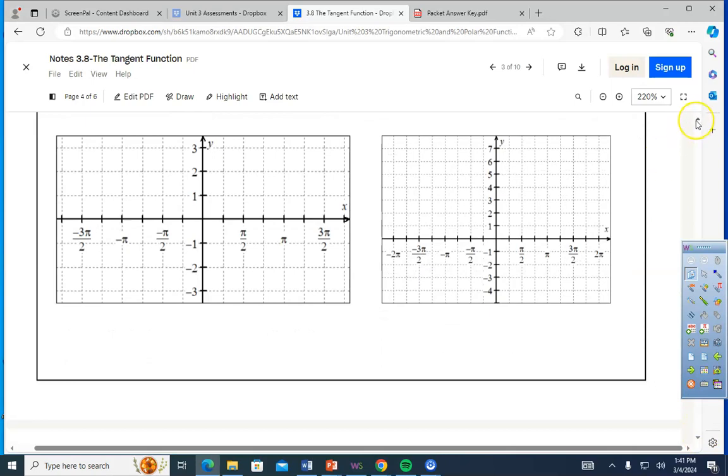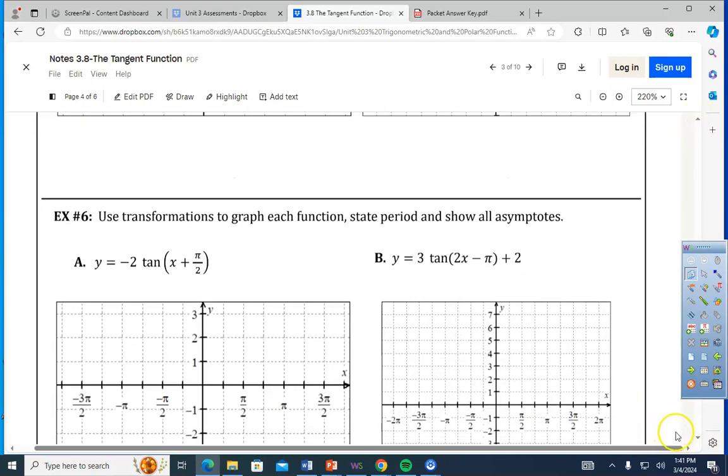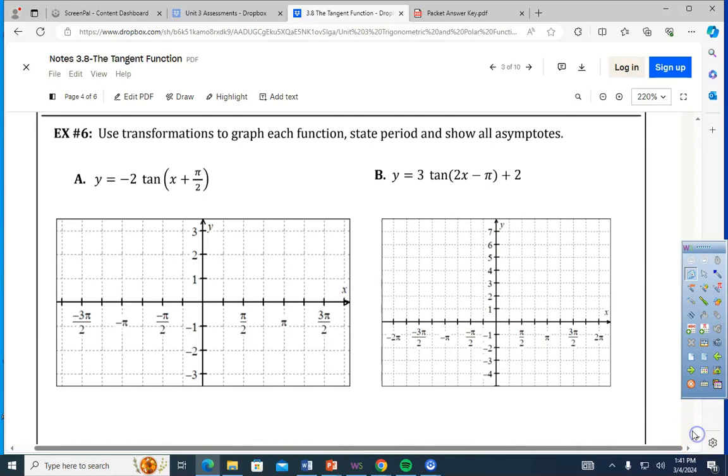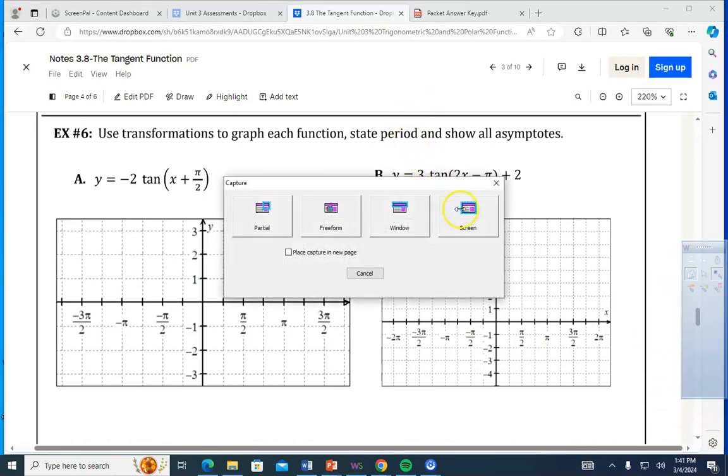Let's do some more examples. Ooh, phase shifts. All right, let's do it.